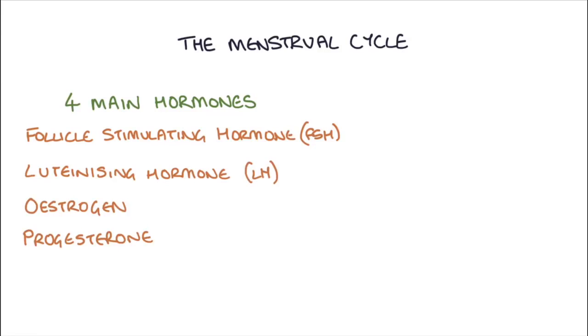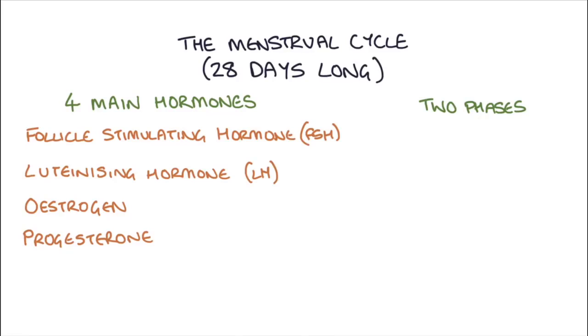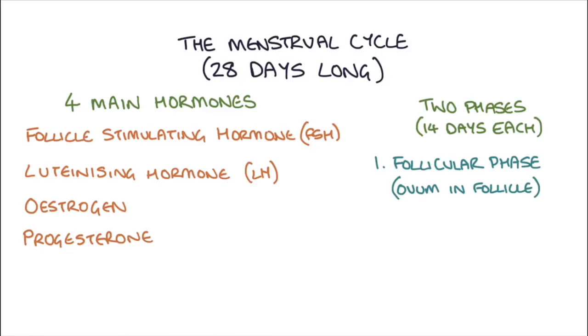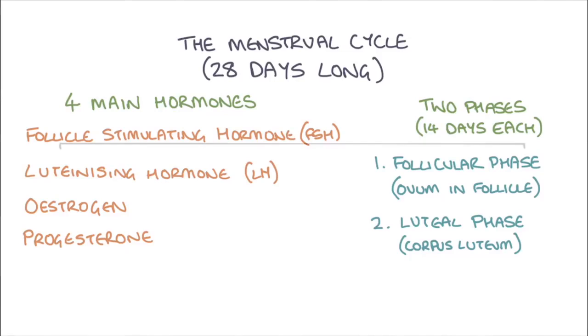The second thing to understand is that there's two phases of the menstrual cycle. The typical menstrual cycle is 28 days long, and each phase is 14 days long. The first phase is the follicular phase, and it's called this because the egg, which we also call the ovum, is inside a follicle that's developing. And the second phase is called the luteal phase because the egg has exited the ovary during ovulation, and what's left inside the ovary is called the corpus luteum.